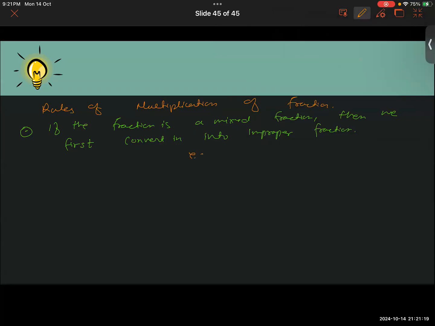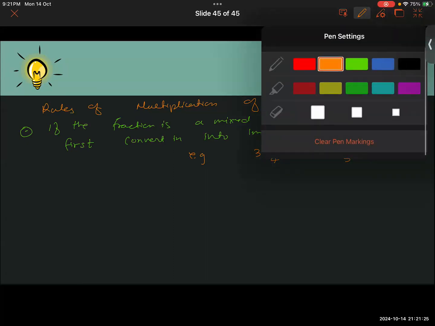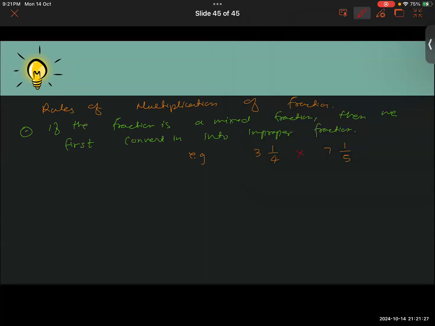Take for example, you have a fraction like 3 1 upon 4 and you have 7 1 upon 5. So before we multiply it, we have to convert it into an improper fraction. Tell me, 3 1 upon 4, after converting it into an improper fraction, what will it become?